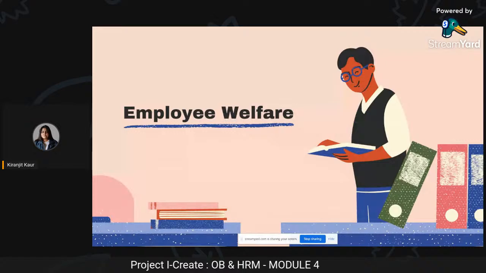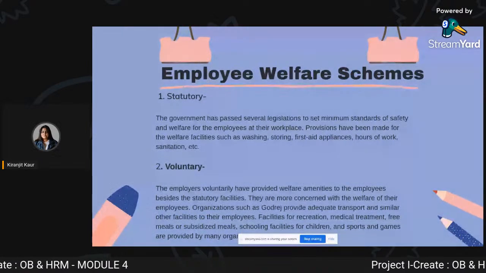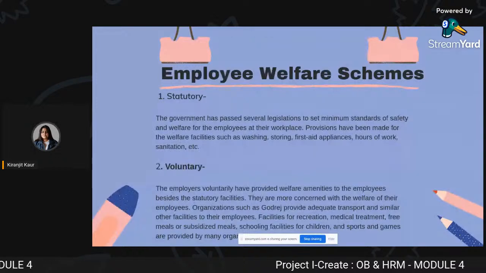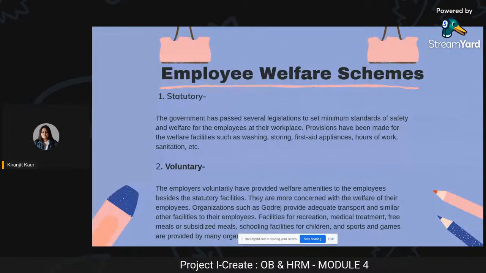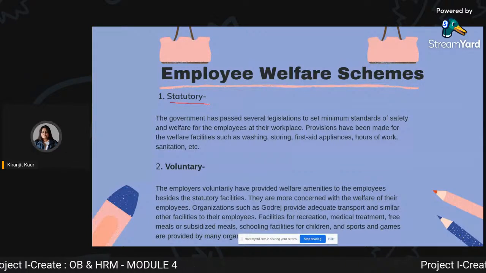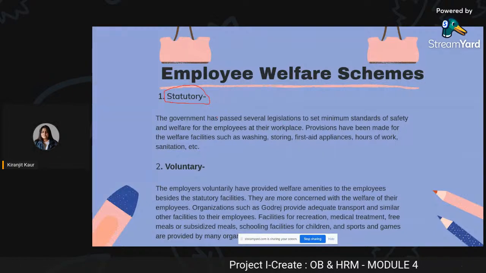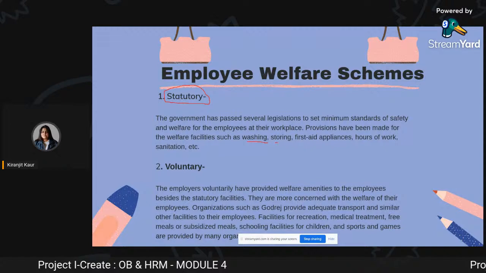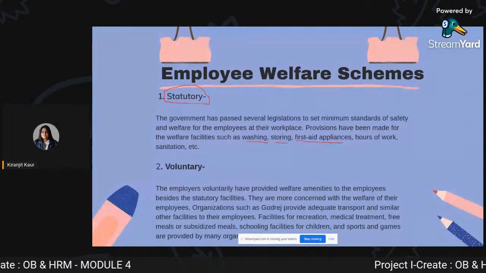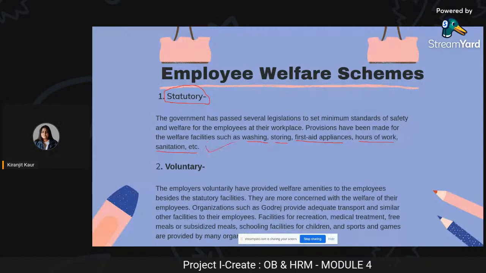Next, employee welfare. So what is employee welfare? Employee welfare means thinking about the welfare of the employee. There are some schemes related to employee welfare. First are the statutory schemes. These are the schemes offered by the government, which the government has made necessary. So what are those schemes? Welfare facilities to the employee, like washing, storing, first aid appliances, hours of work, and sanitation. These are the important facilities that should be in any organization according to the government.